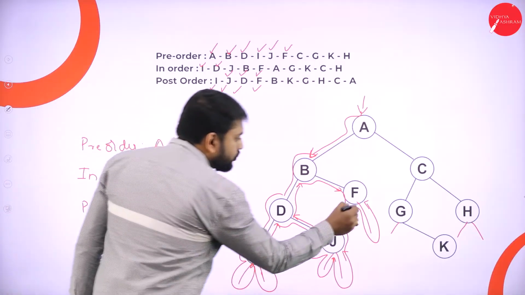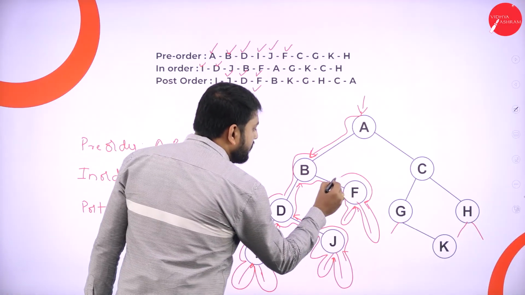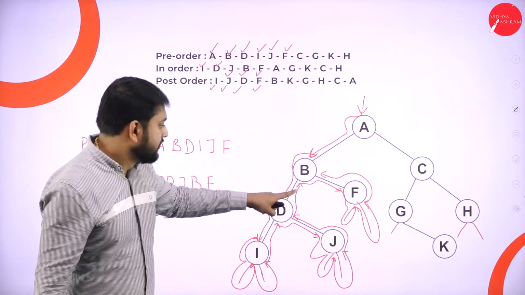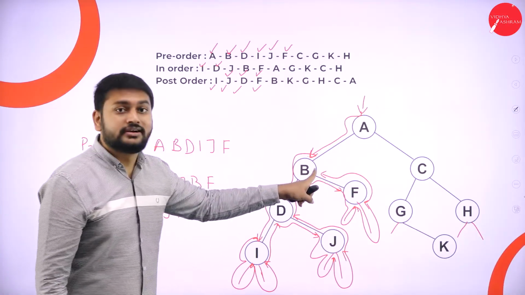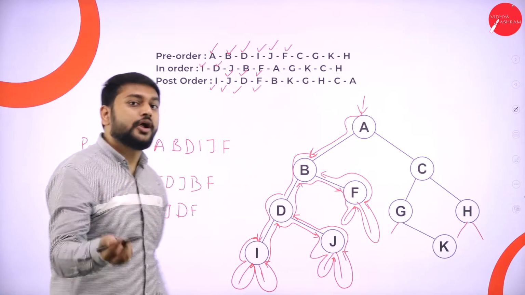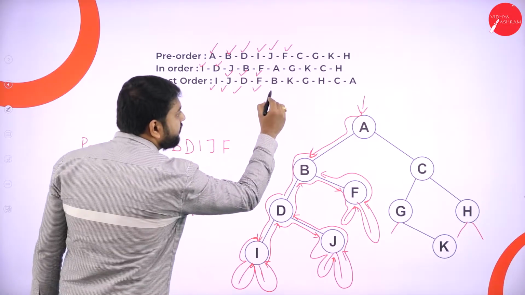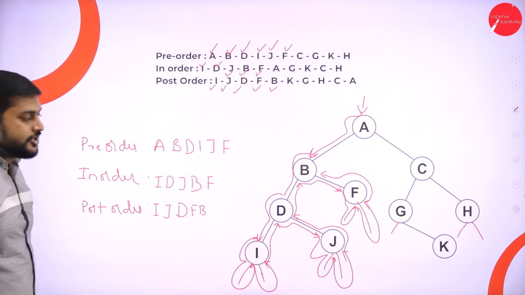Then after that, guys, you are coming back to the B. This is the first time. This is the second time. This is the third time. So you are coming to the B the third time, which in the sense means pre-order. So that's what you need to remember. After F, it is B. Observe. All right. So fine.